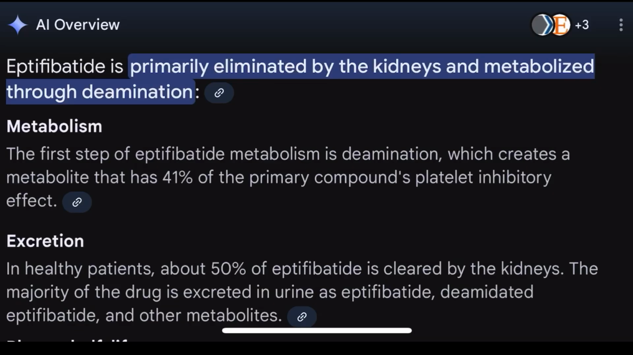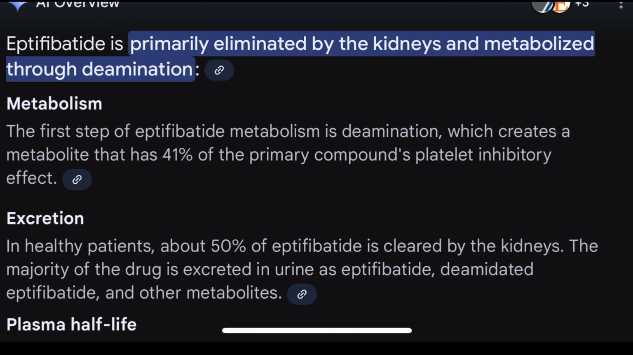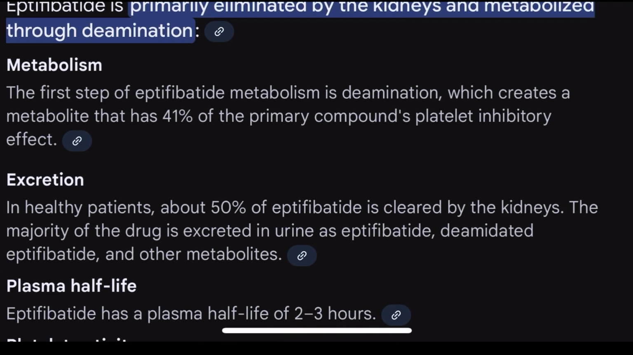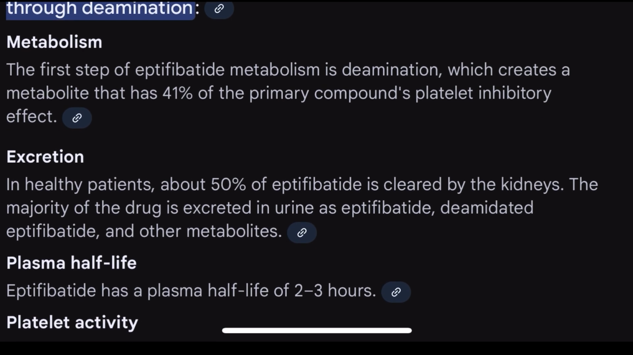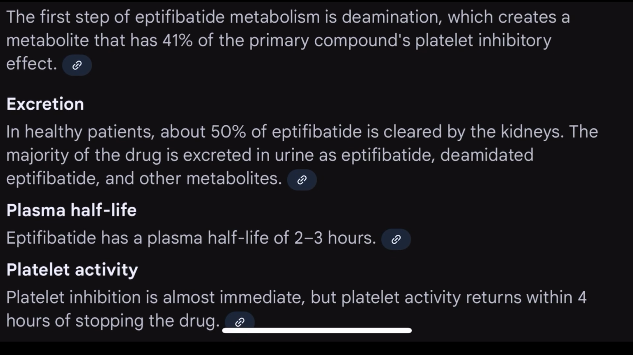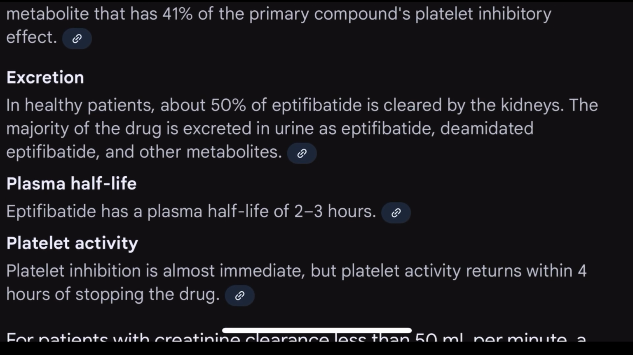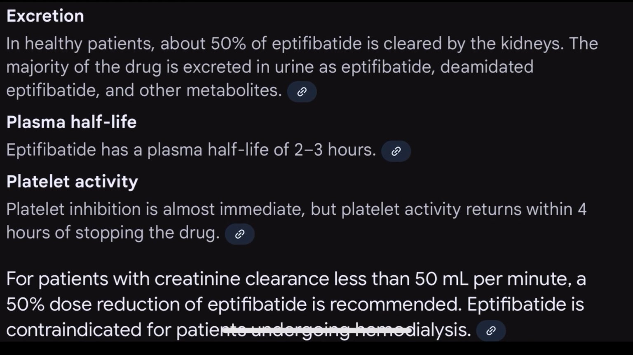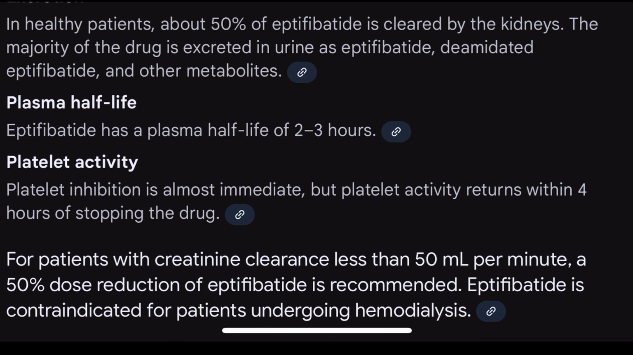If their creatinine clearance is less than 50 milliliters per minute, you want to reduce the maintenance dose to 1 microgram per kilogram per minute with a max of 7.5 milligrams per hour. It is known to cause hypotension, so just be aware that your patient's blood pressure could be lowered whenever you're giving them IV Integrilin.